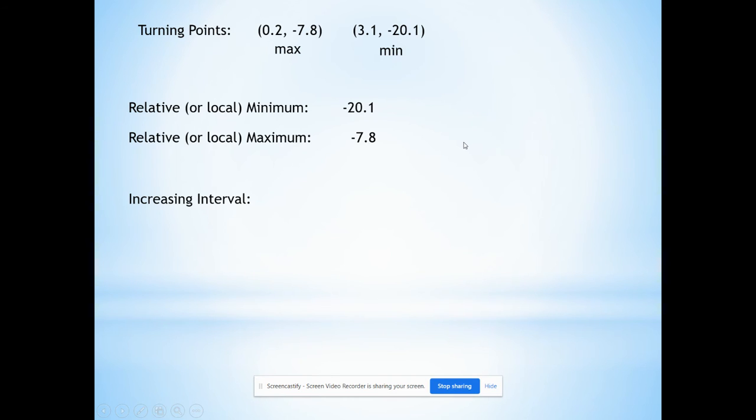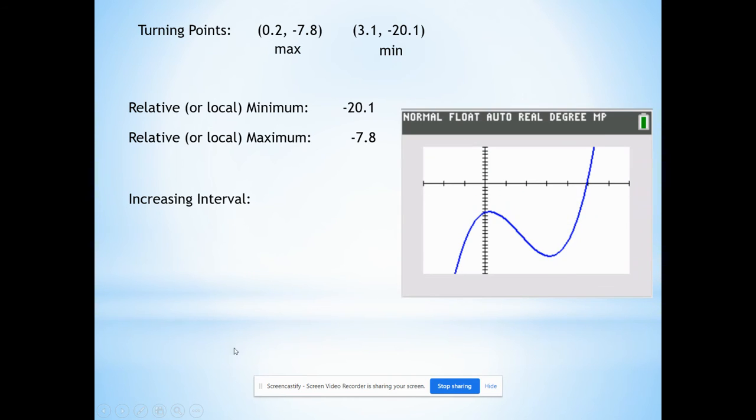My increasing interval. So let's take a look at this graph here. And you want to say, all right, where is my graph increasing? And remember, we're talking about x values. So it starts increasing down here, and it increases all the way up to this point right here. And then it's also increasing in this interval right here. So there's two intervals in which it's increasing.